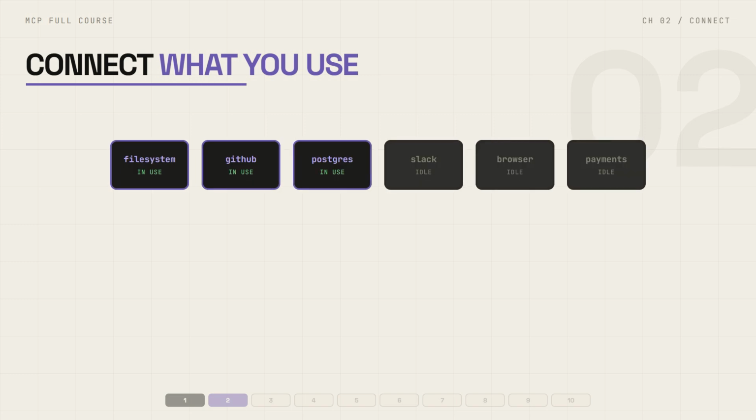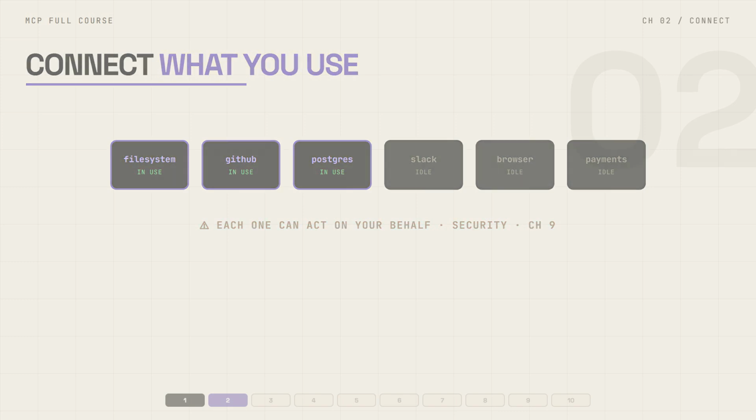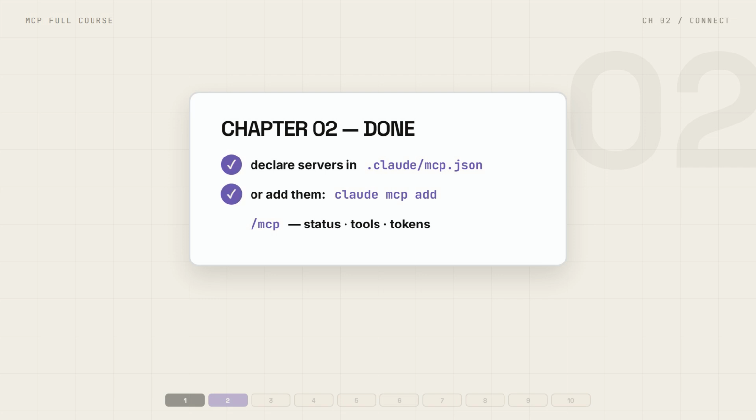Every server is also a thing that can act on your behalf. We'll talk security in Chapter 9. One file, one command, one panel, you're connected. Next, servers that live on the other side of the internet and how you sign in safely.